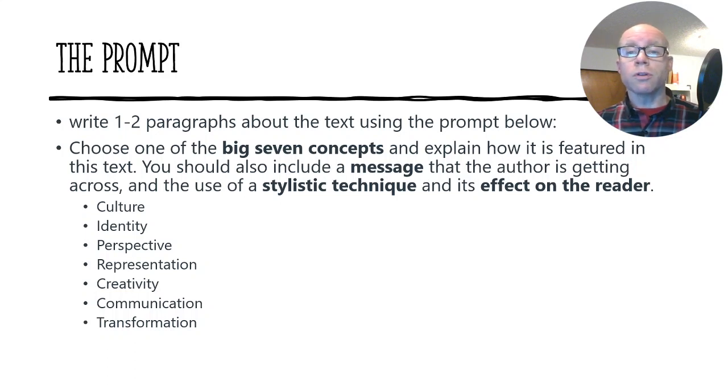You should also include a message that the author is getting across and the use of a stylistic technique and its effect on the reader. Now, that seems like a lot, but I'm going to break it down for you and show you how to do each one of those things. Now, the big 7 concepts are listed below, and they include culture, identity, perspective, representation, creativity, communication, and transformation. And you can talk about any one of those 7 as long as you can find a good example of it in the text.